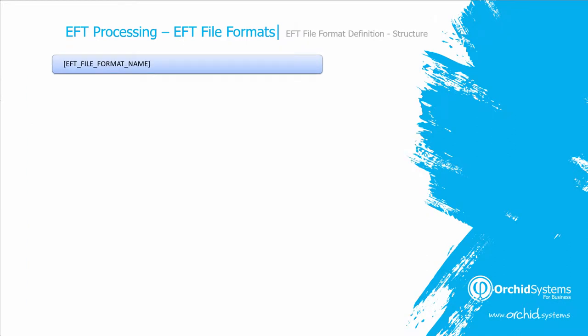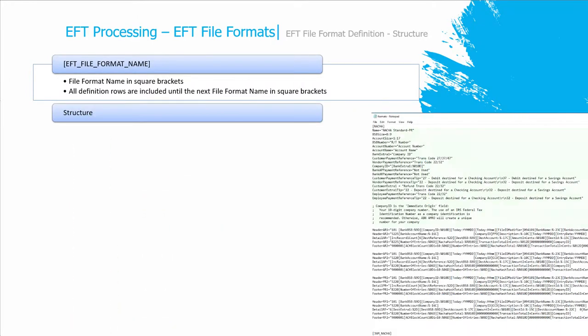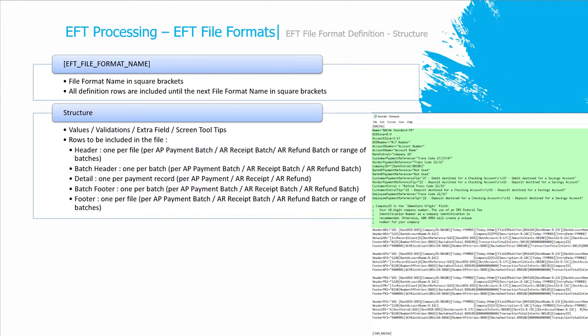In the EFT formats.ne or user formats.ne, an individual file format is defined by its file format name in square brackets. And all the rows below the file format name in square brackets and the next file format name in square brackets consist of the definition for that EFT file format. The EFT file format consists of two sections. The first section is where you define your values, your validations, any extra fields you want to use, any screen tooltips that you want to define. And then you define your rows.